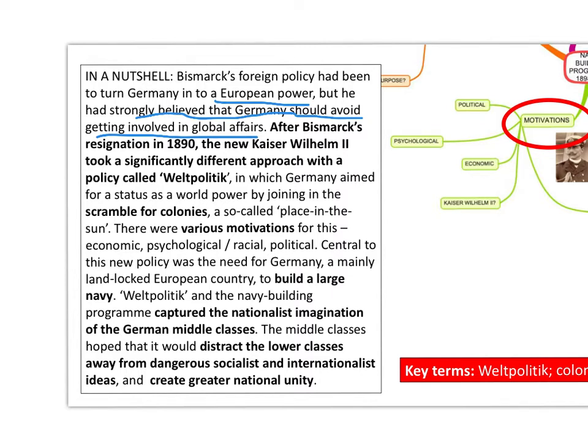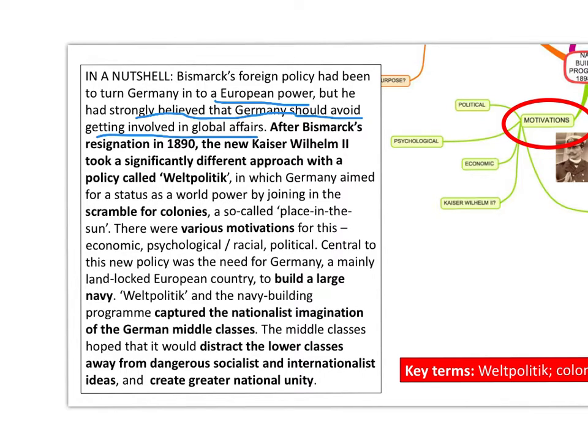Creating a navy is actually going to create problems because, in a sense, it will bring us into conflict with countries like Britain, who've got a natural right to say, well, we should be controlling the international waters of the world. So that was really Bismarck's main point. We mustn't get involved in global affairs. We're a landlocked country, mainly landlocked. Our interests should be in our own back garden in Europe.